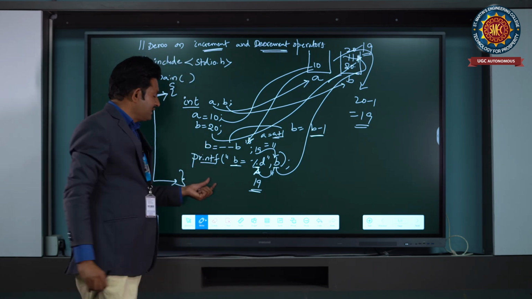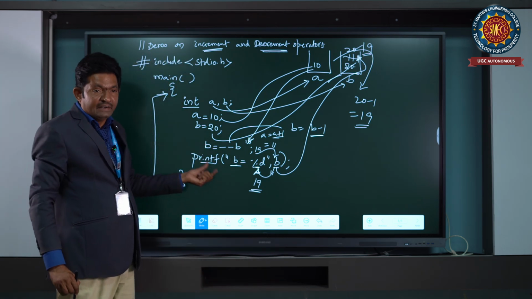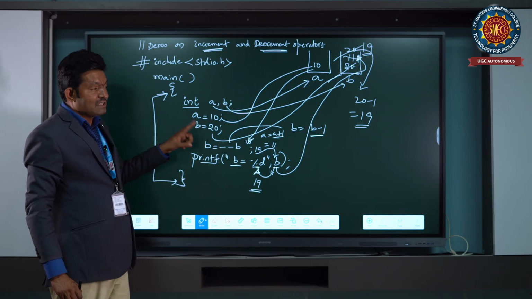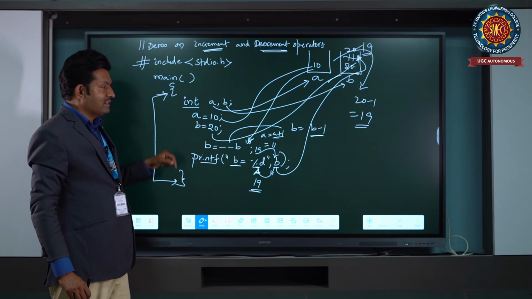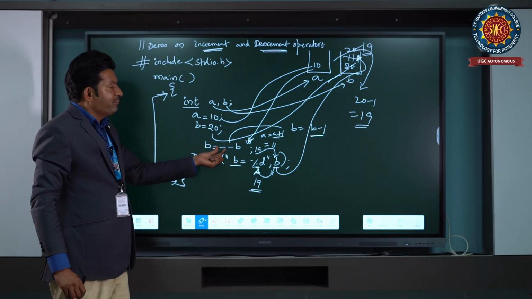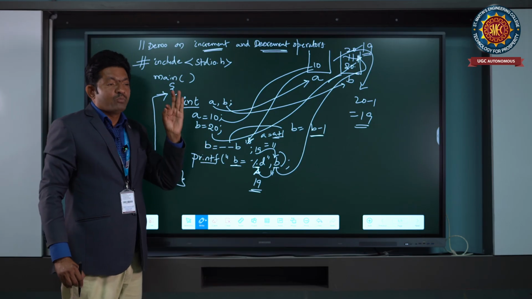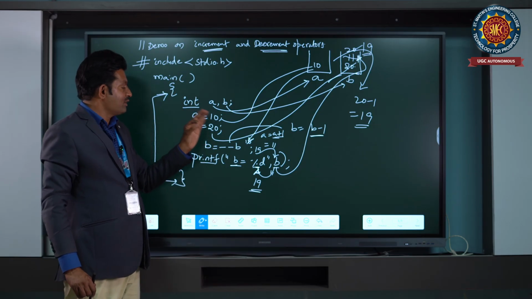The output of this statement is 19. So now 19 is printed here. Sir, what about post increment and post decrement, sir? These are about pre-increment and pre-decrement. So now what about post increment and post decrement?